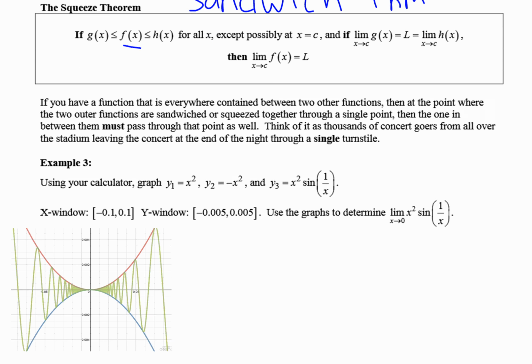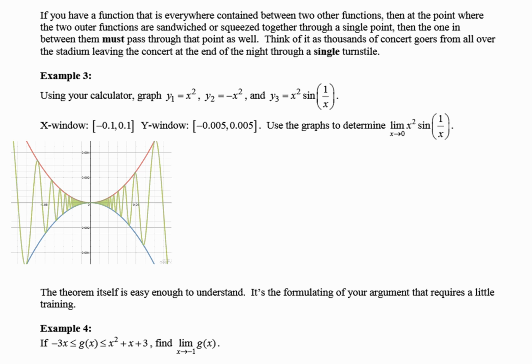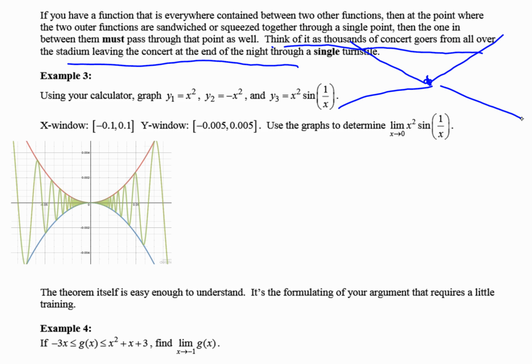Okay, so here we go. It's a little bit of words here, but this is how you could think about it. It's a good way of thinking about it. Think of it as thousands of concert goers from all over the stadium leave the concert at the end of the night, and they have to go through a single turnstile. So you have tons of people squeezing through one little turnstile. Here it is, and then they go back to their parking lot.